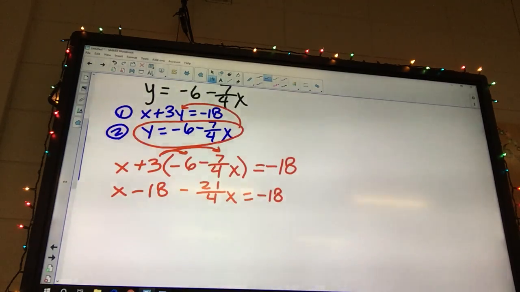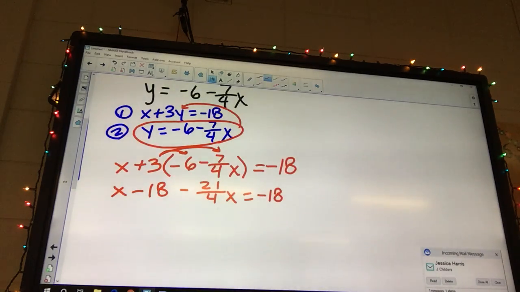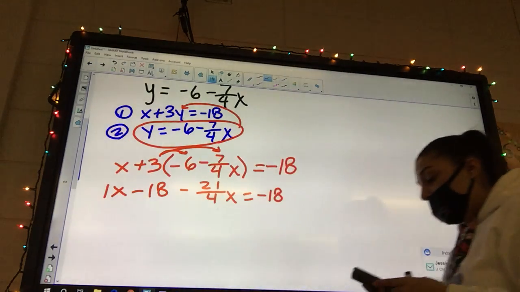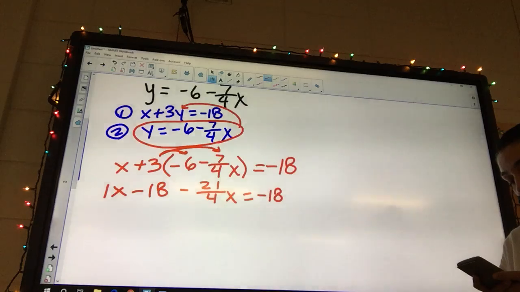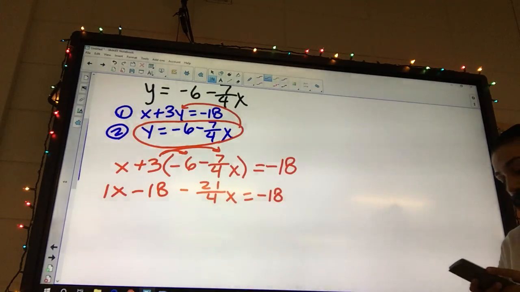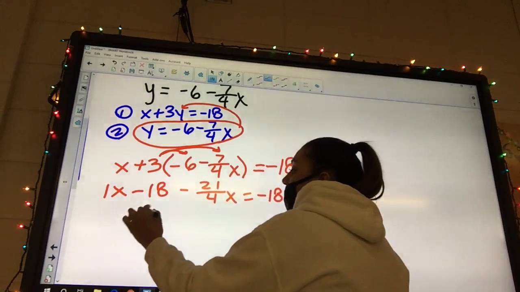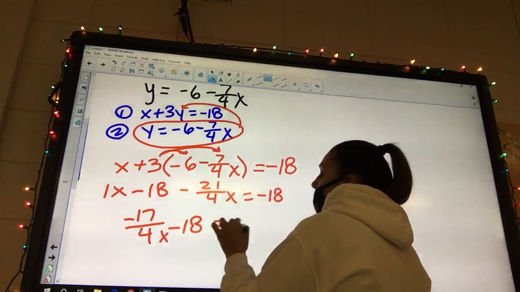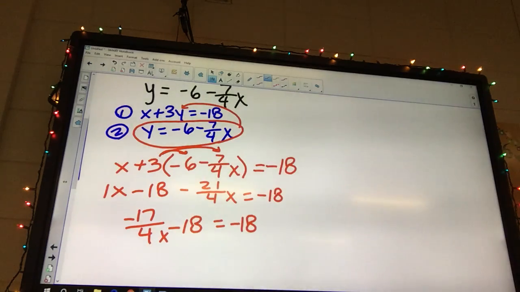What's your next step? Combine like terms. Okay, and so I can put this 1x and this 21x together. So I really have 1 minus 21 over 4x, which is going to be negative 17 over 4. And I think I did something wrong, to be honest. No, that's not really what you guys want to hear after I did all that work, but truth.